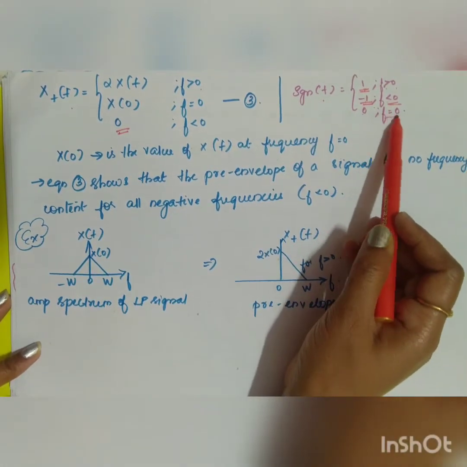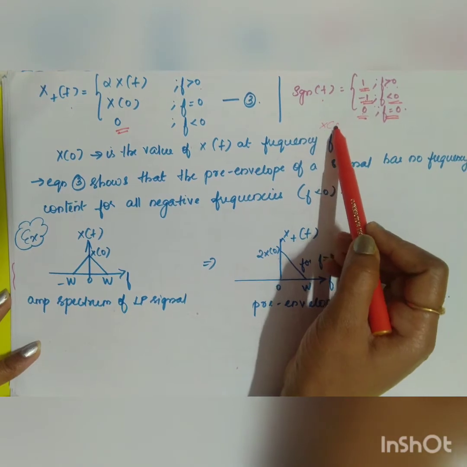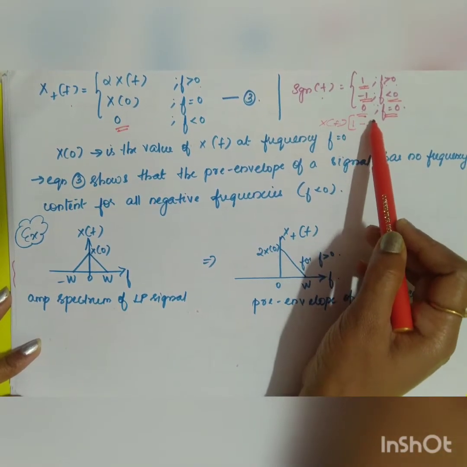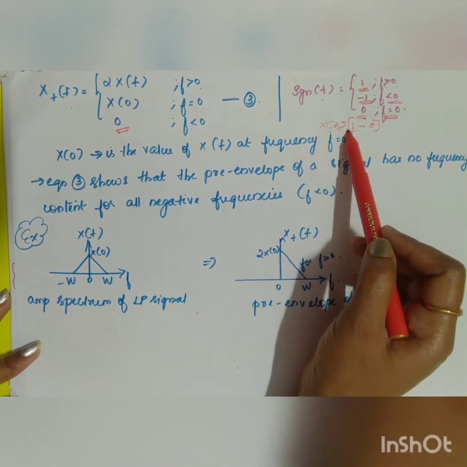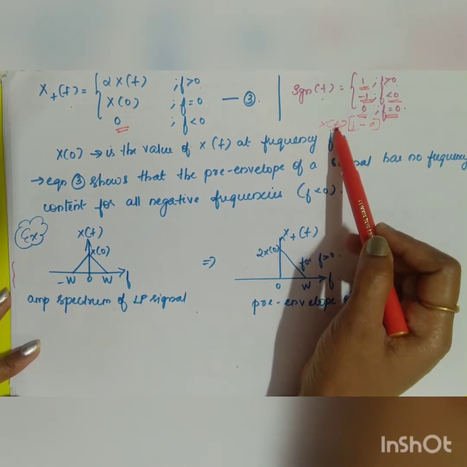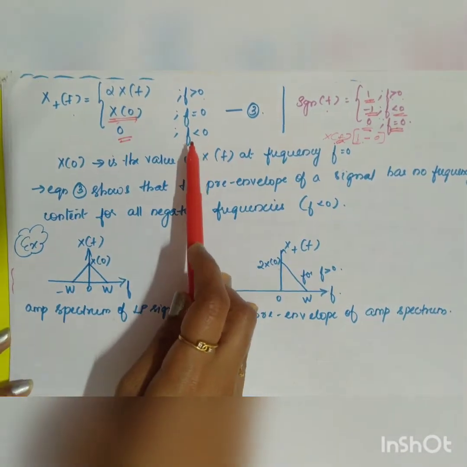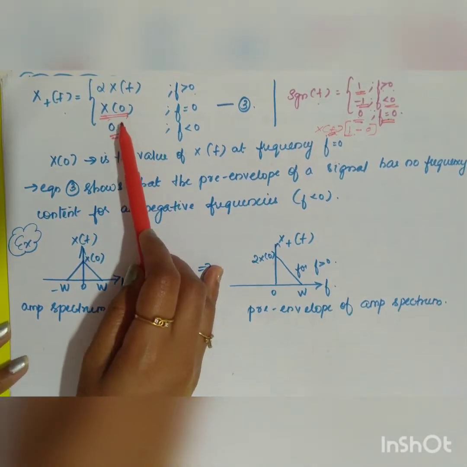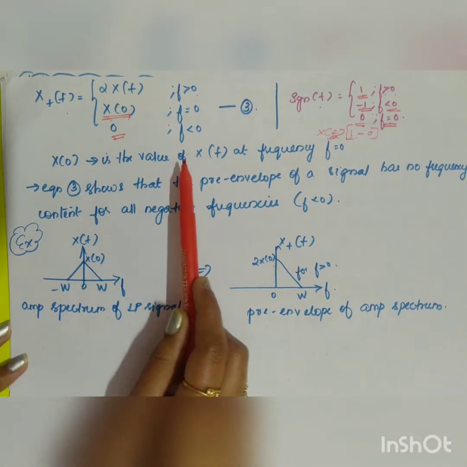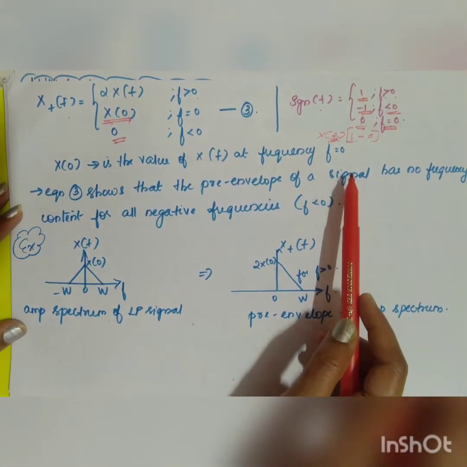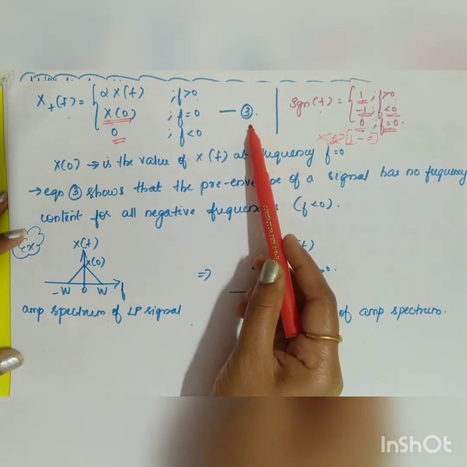For f equal to 0, signum of f is equal to 0, so x of f into 1 minus 0 gives 1 into x of f. But you know that f is equal to 0 in this case, so you will get x of 0. This is how you get this equation. Here x of 0 is the value of x of f at frequency f equal to 0. Now let us take this as equation 3.